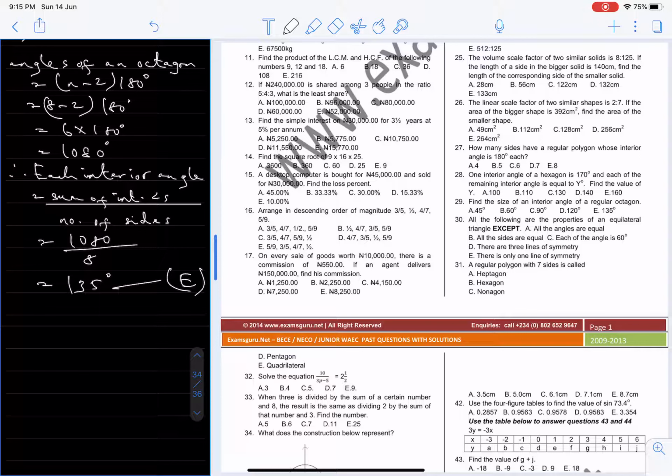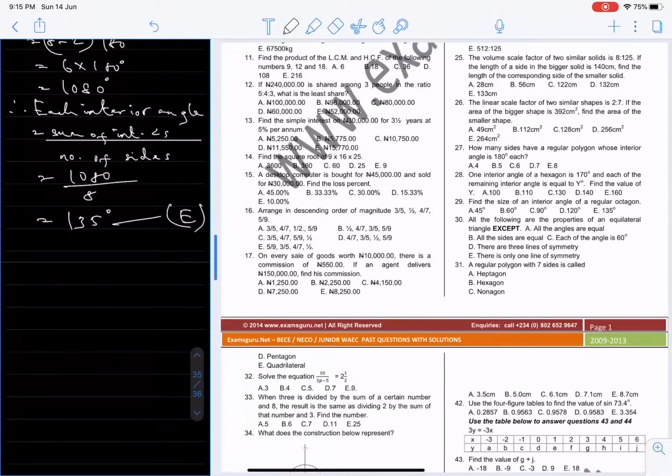That's beautiful. Now let's see, can we check number 30 very quickly. All the following are the properties of an equilateral triangle except: A, all the angles are equal; B, all sides are equal; C, each of the angles is 60 degrees. That's correct. There are 3 lines of symmetry. Is that correct?